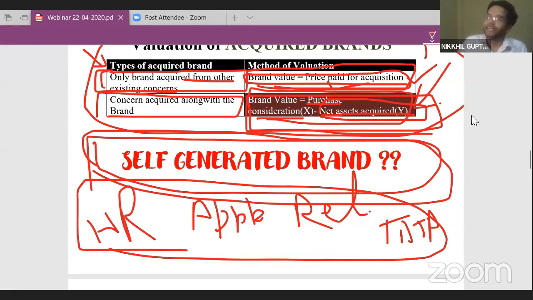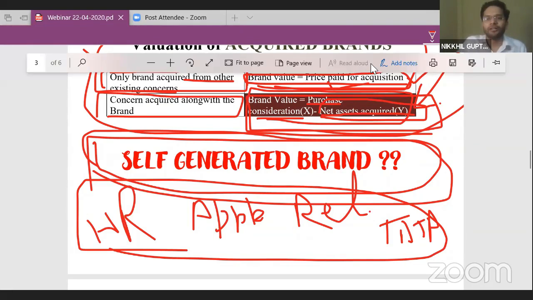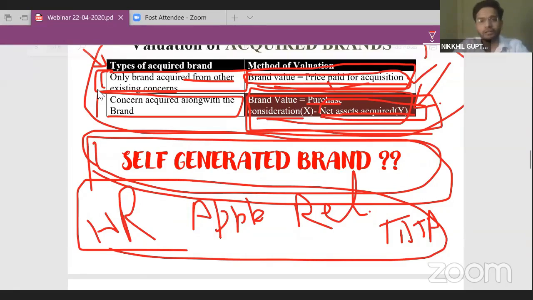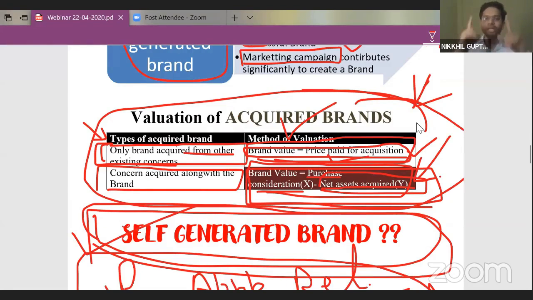It's unfair. It's not right to ignore the self-generated brand, because self-generated brand has a lot of value. You cannot ignore self-generated brand. You cannot just not account for self-generated brand. I know your accounting standards are asking you to do so, but as a valuer, I will not follow your accounting standards, and I will definitely equally treat self-generated brands as I treat the acquired brand. For me, there is no difference between acquired brand and self-generated brand. I will treat both these brands equally good. I will treat both these brands equally strong, and I will value the worth of both these brands.